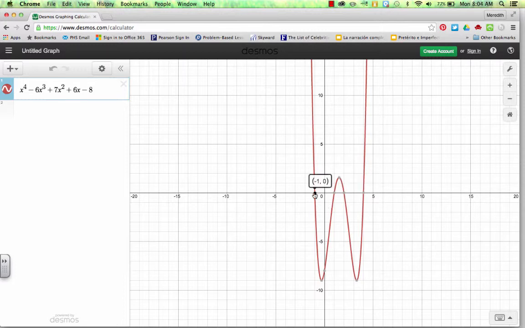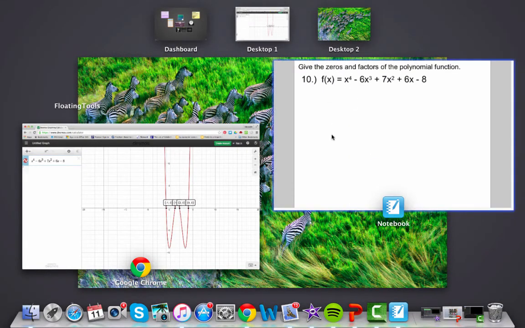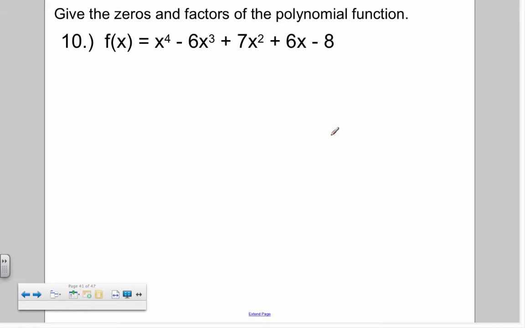0. So I have negative 1, 1, 2, and 4. Negative 1, 1, 2, and 4. So those are my zeros. I'm going to write that down. And then it says write the factors.